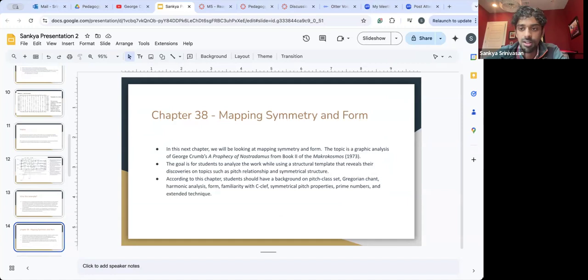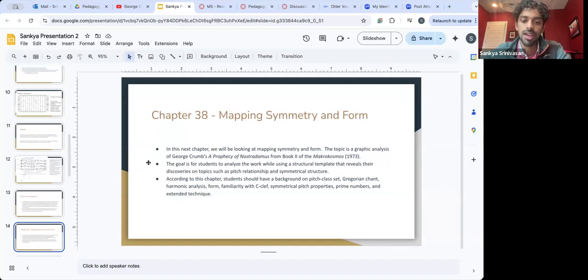So that's my analysis on chapter 37. We're going to move on to chapter 38, mapping symmetry and form. In this chapter, we'll be looking at mapping symmetry and form, and the topic is a graphic analysis of George Crumb's A Prophecy of Nostradamus from Book 2 of the Makrokosmos, composed in 1973.